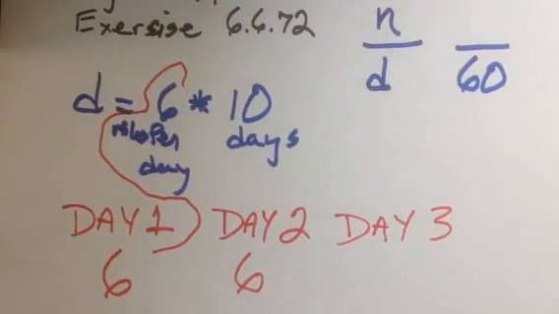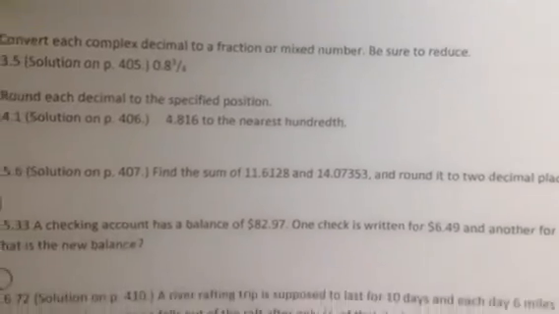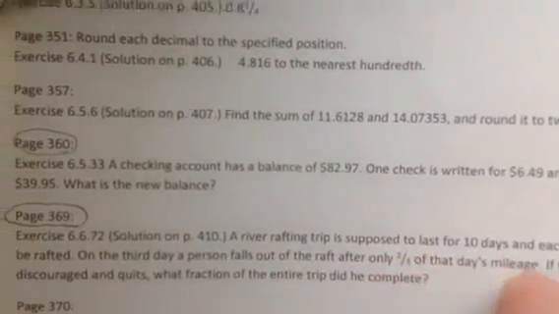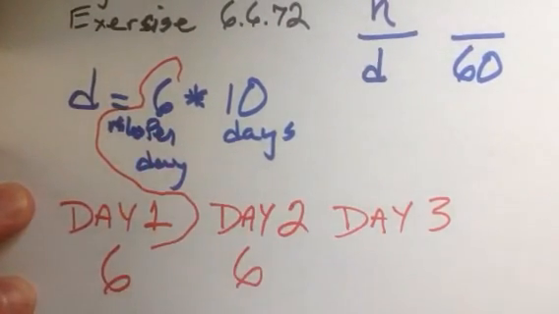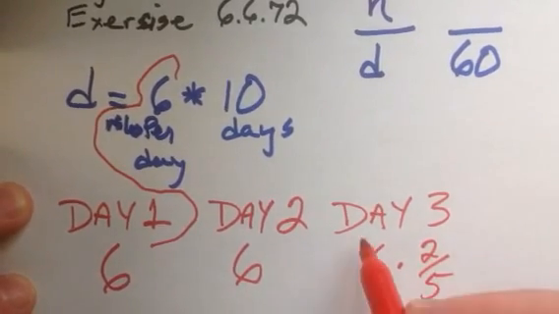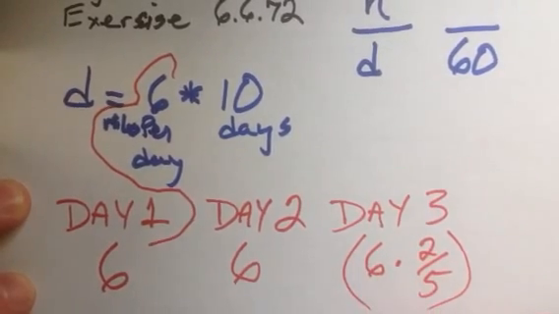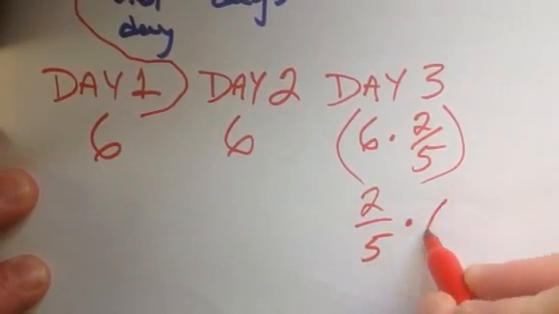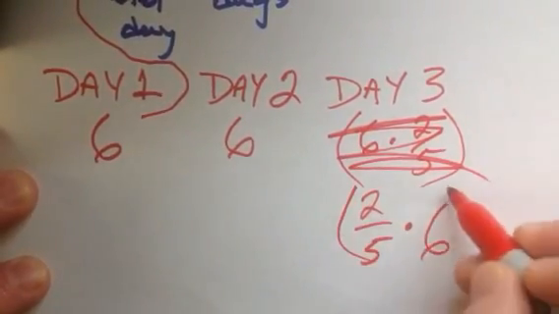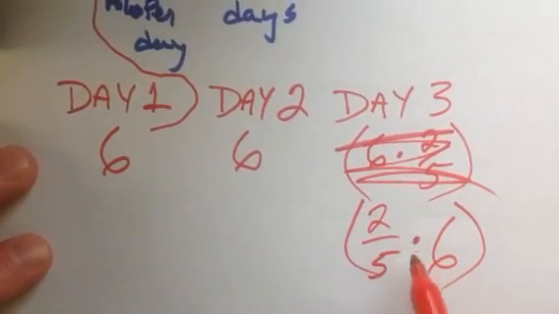On the third day, a person falls out of the raft after only 2/5 of the day's mileage. Well, how do we figure that out? Well, we know the day's mileage from right up here. It's 6 miles per day. So it said it was 2/5 of that day's mileage. There's our equation: 2/5 of 6. Probably should be written that way, to stay with the way it's written. So that's what we have: 6 plus 6 plus 2/5 of 6.